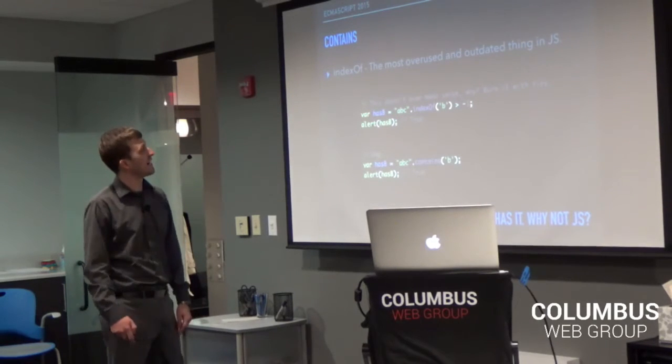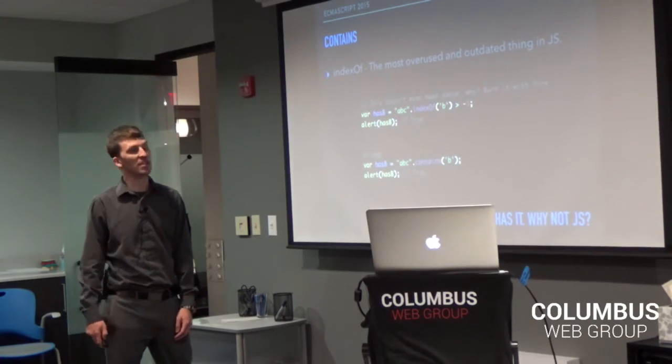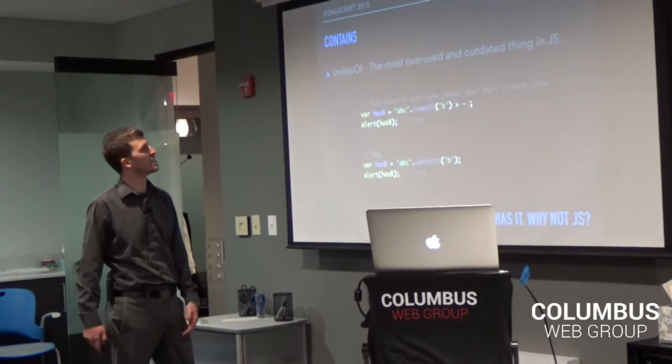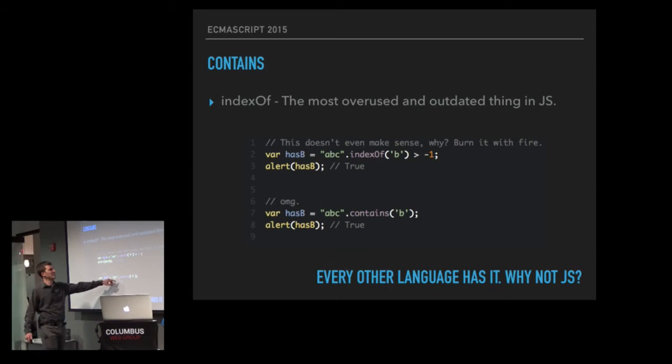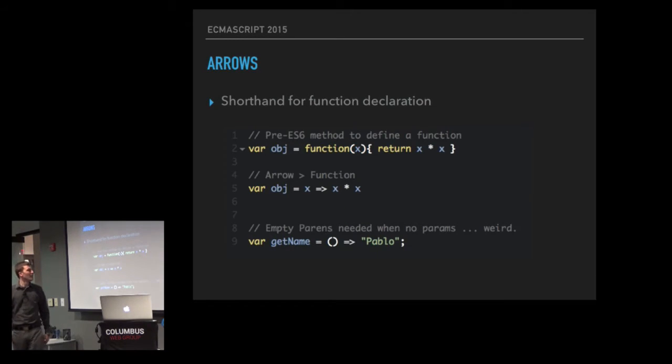So number one, contains. I actually get excited about this. indexOf, I hate it. It's the most overused and outdated thing in JS. In this specific example, we have ABC, and we're trying to search for whether it has B, and we have to do this: dot indexOf B is greater than -1. Greater than -1, that's not how humans communicate. It doesn't make any sense. Now we have this: ABC dot contains B. Yes, it does. It's straightforward. Thank God.